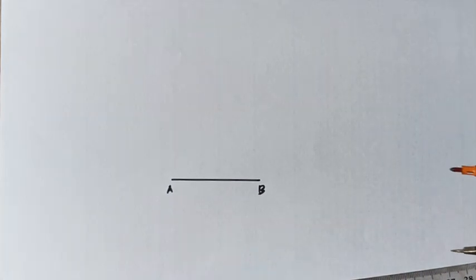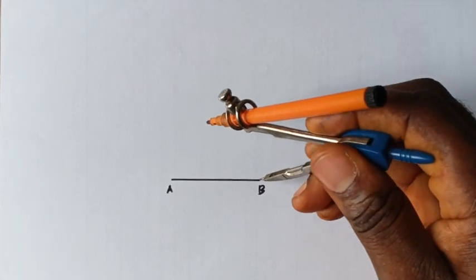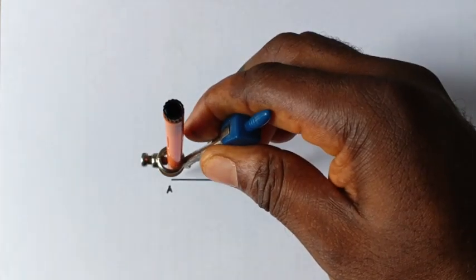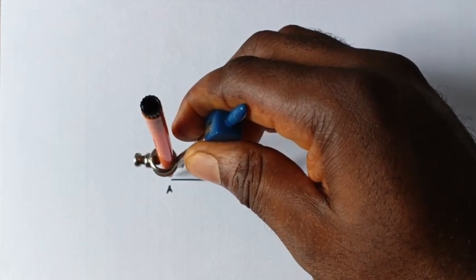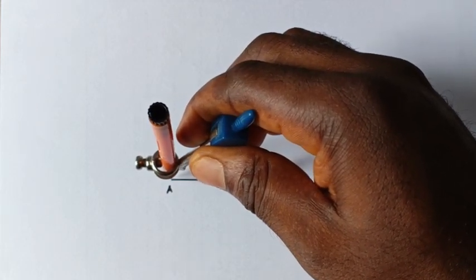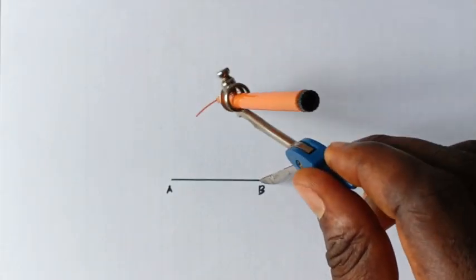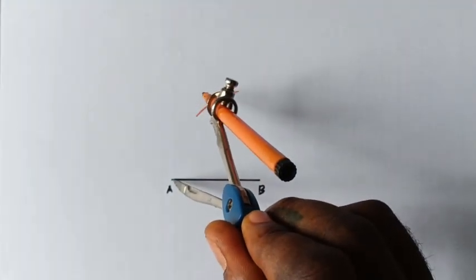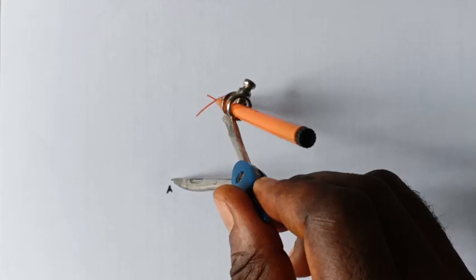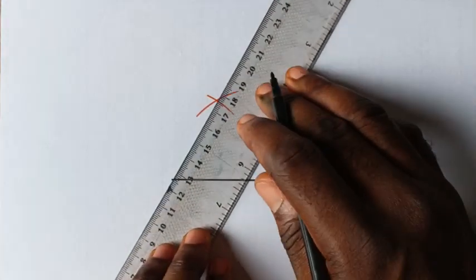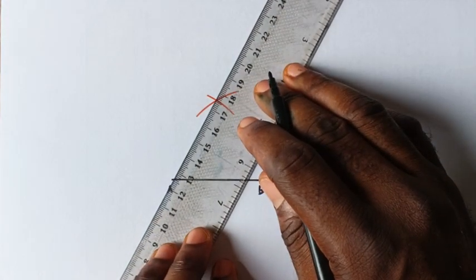Now to construct an equilateral triangle, you put your pair of compass at this point, and then you open to the radius, which is 5 centimeter. You now inscribe an arc at the top. Once you inscribe an arc at the top, the next step is to link where the two lines intersect to A and B.